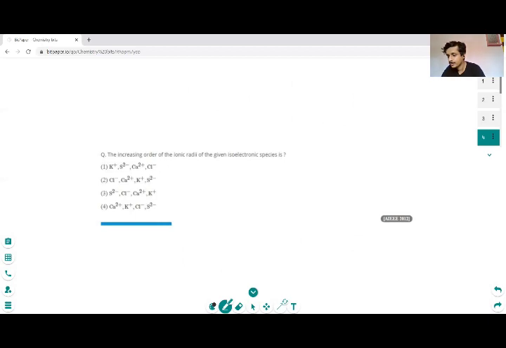Next, see the increasing order of ionic radii in an isoelectronic species. What is an isoelectronic species? Having the same number of electrons. The electron number is the same. Here you have to use the concept of charge. They are asking for ionic radius. We have seen in the first example, as the positive charge increases, the ionic radii decreases because the nucleus starts attracting more. And as you increase the negative charge on the species, the ionic radii also increases because you are adding more electrons, and it is moving away from the nucleus.